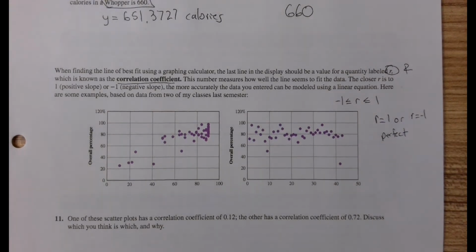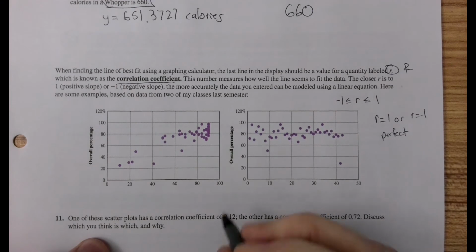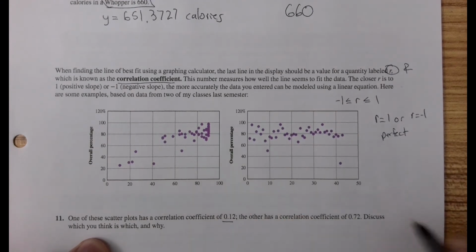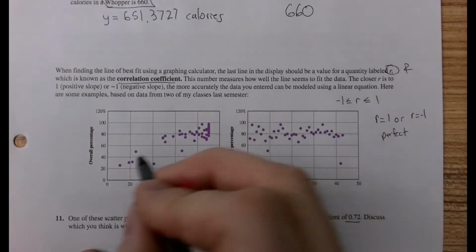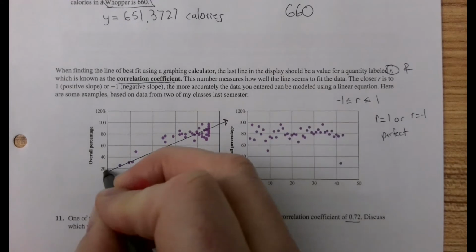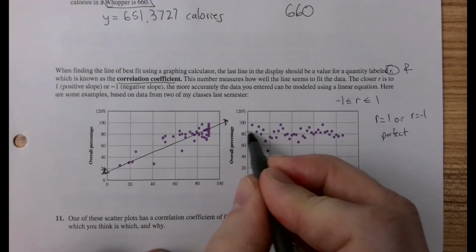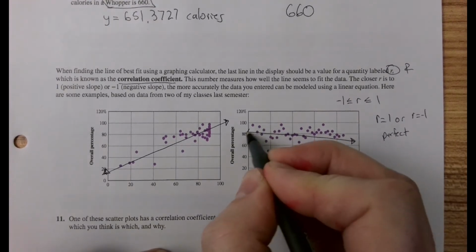So here's two scatter plots. Notice that in both cases the y-axis is overall percentage, and the x-axis is unlabeled, so we don't know what it is. We're told that one of these scatter plots has a correlation coefficient of 0.2, the other one has 0.72. Which one is the better one? Well, if I were to draw a line of best fit, I would suspect that technology would draw that one more or less like that, and then this one maybe more or less like this.